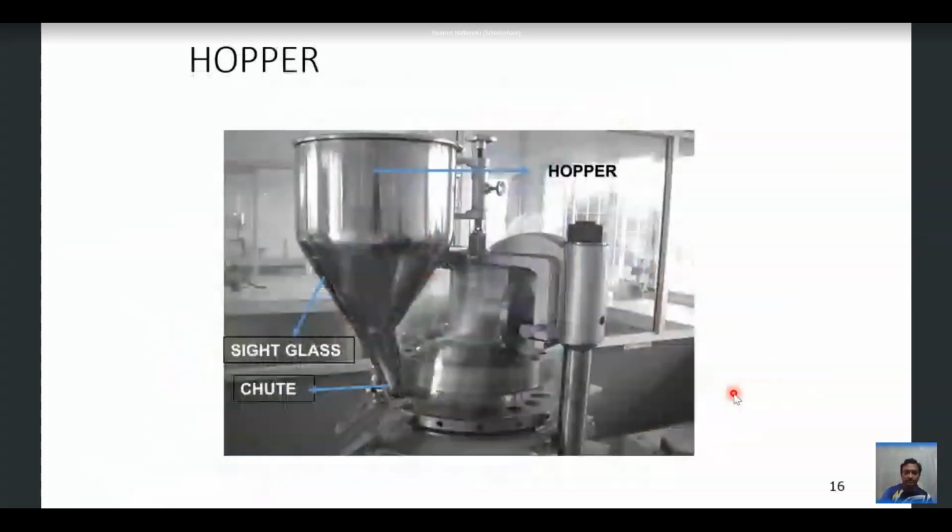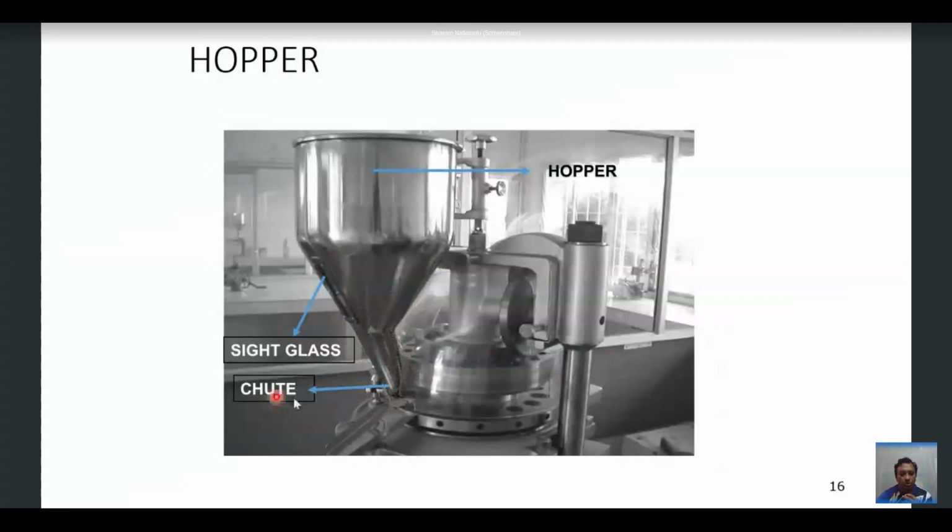Coming to this picture, it depicts the hopper. The main purpose of the hopper is to hold all the granules or the entire blend which needs to be compressed, in this steel container, which is known as the hopper. The hopper consists of a cylindrical vessel with a conical bottom and a narrow conical end, and the edge of the hopper is called the chute.